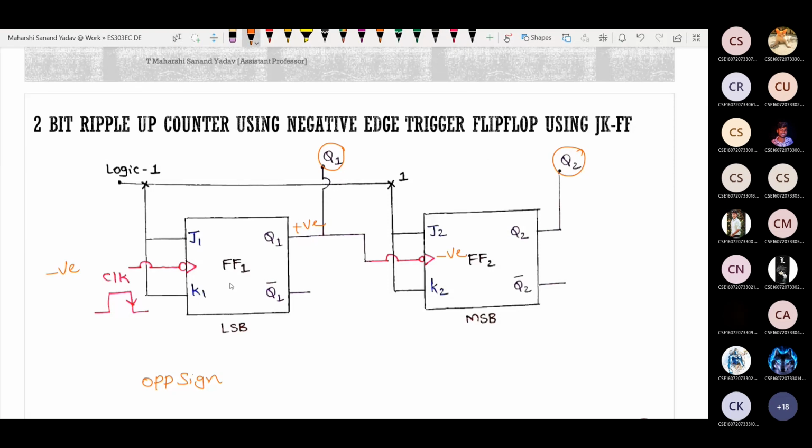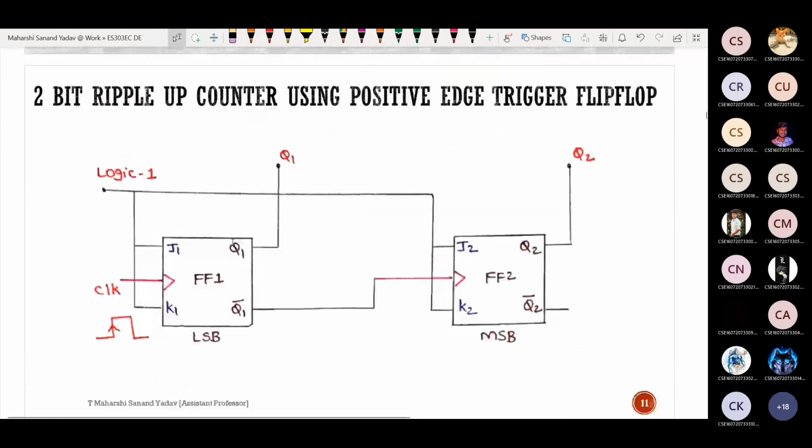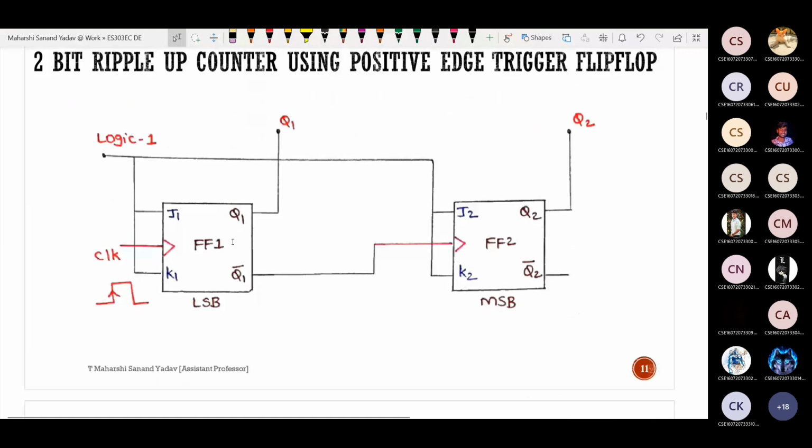Q1, Q2. And I told you to remember one thing. First flip-flop is always LSB. This will be most significant. Now you tell me positive edge trigger. Tell me the diagram for positive edge trigger. Observe this and tell me. Positive edge trigger, up counter.